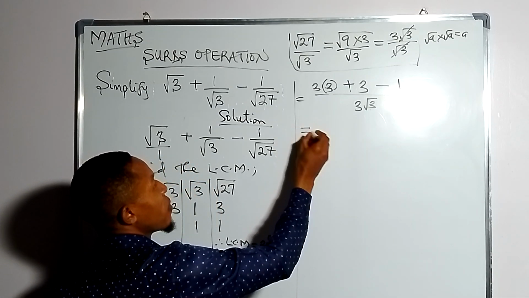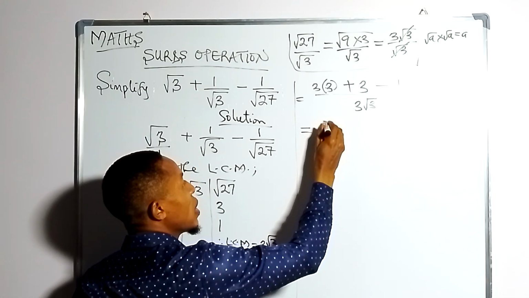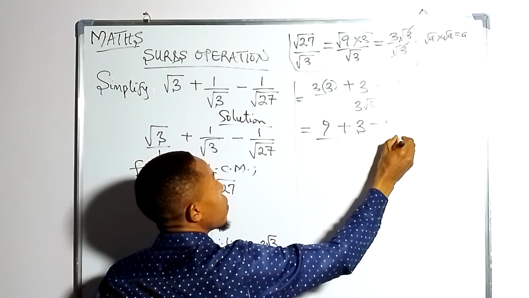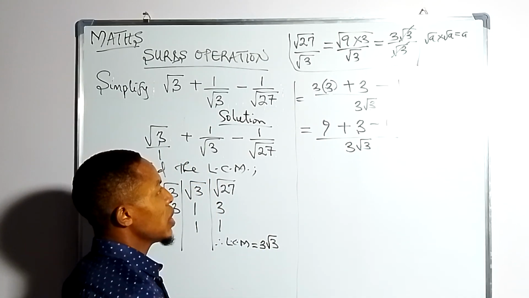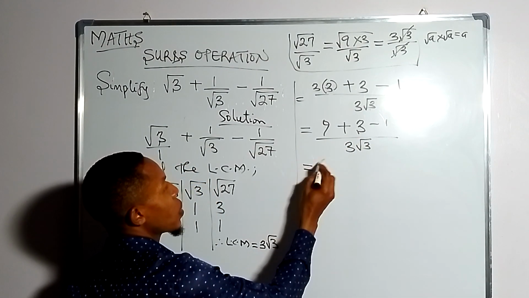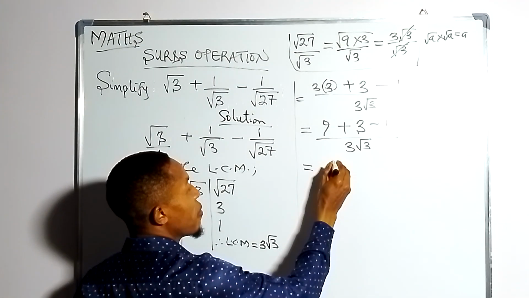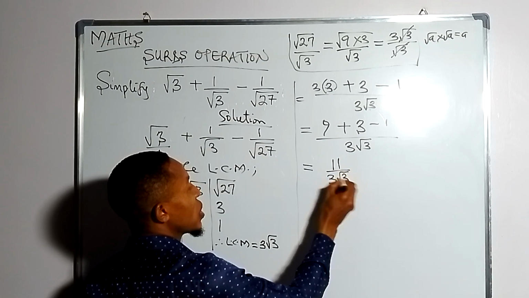We'll go further to simplify. So 3 times 3 will give us 9, plus 3, minus 1, over 3 root 3. Let's simplify the numerator. 9 plus 3 will give us 12. 12 minus 1 will give me 11. So I have 11 over 3 root 3.